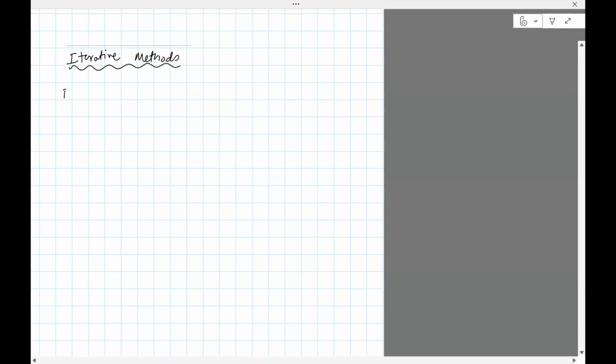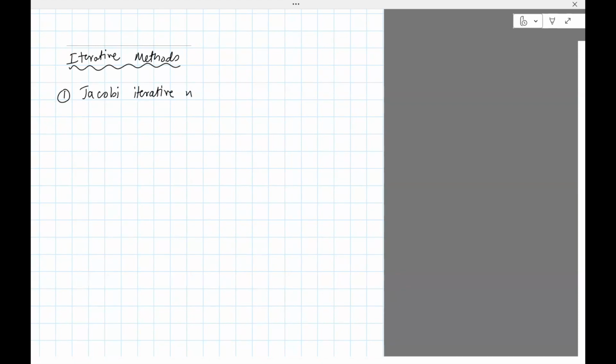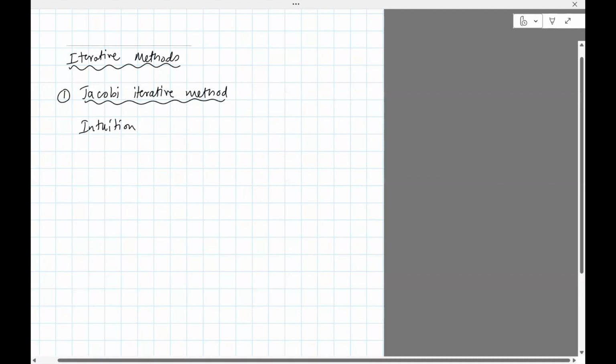So the first method, we just look at two methods. One is the Jacobi, well, three methods, sorry. Jacobi iterative method. And I'll give you the intuition with a simple 2x2 problem.